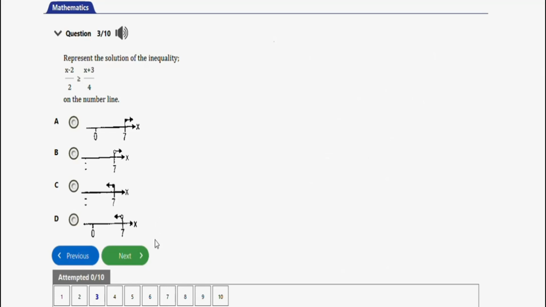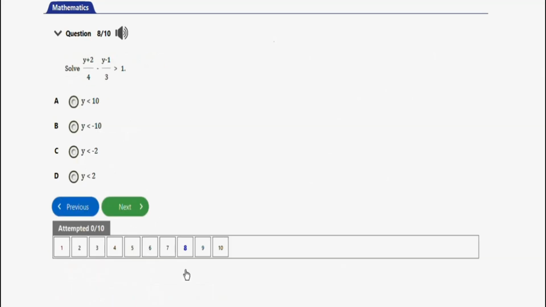So the next repeated question will be this one. It says solve this. Alright, so see the same procedure.